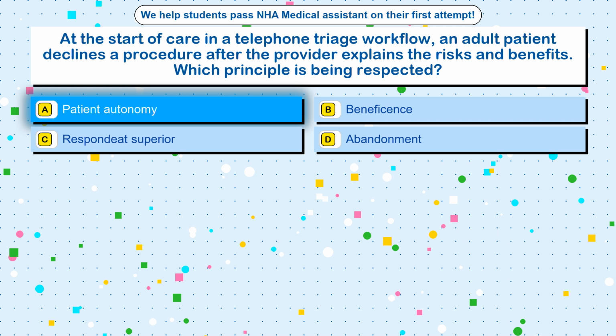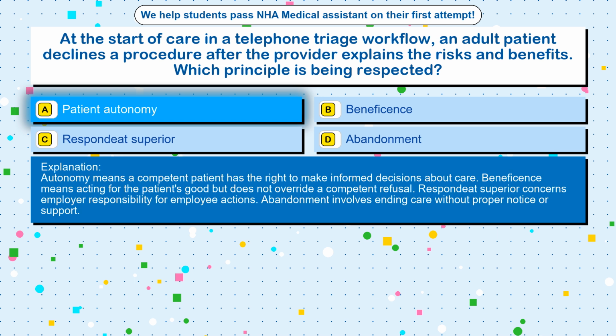Patient autonomy. Autonomy means a competent patient has the right to make informed decisions about care. Beneficence means acting for the patient's good but does not override a competent refusal. Respondeat superior concerns employer responsibility for employee actions. Abandonment involves ending care without proper notice or support.